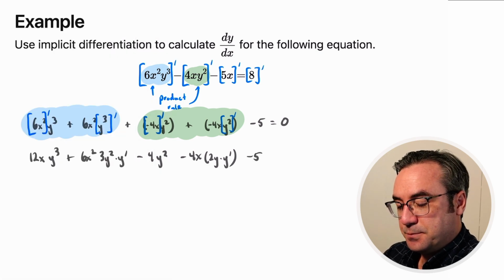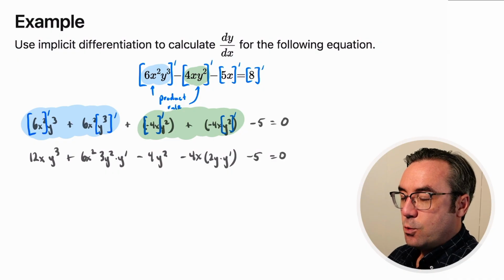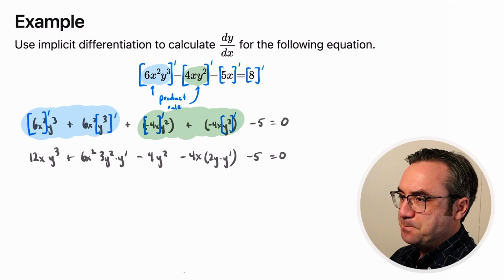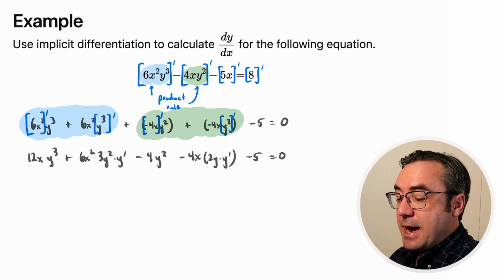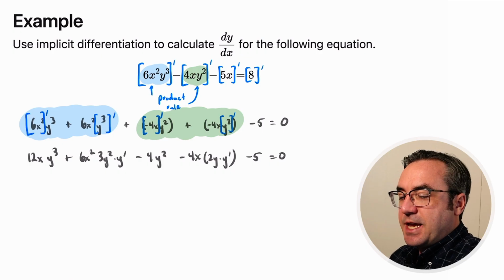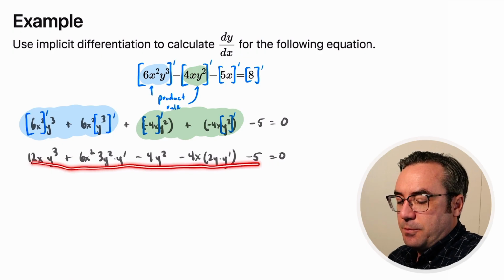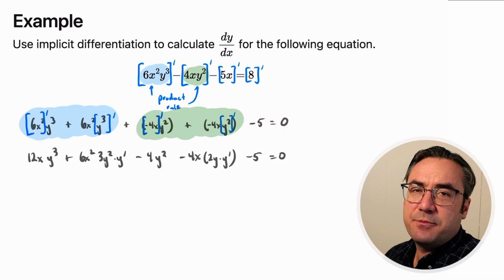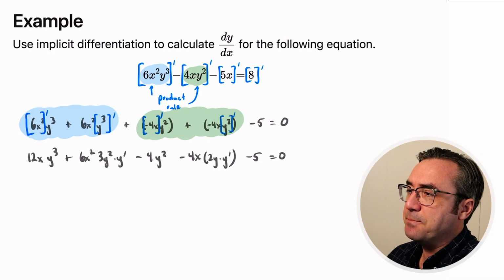All right. So we're done differentiating. But now we need to solve for y prime. So you want to scan through your equation. We've got this whole big equation now. We're done with the derivative part, but we need to solve for y prime.